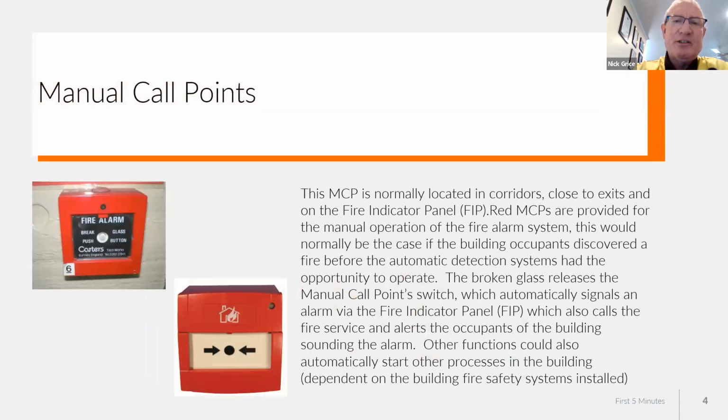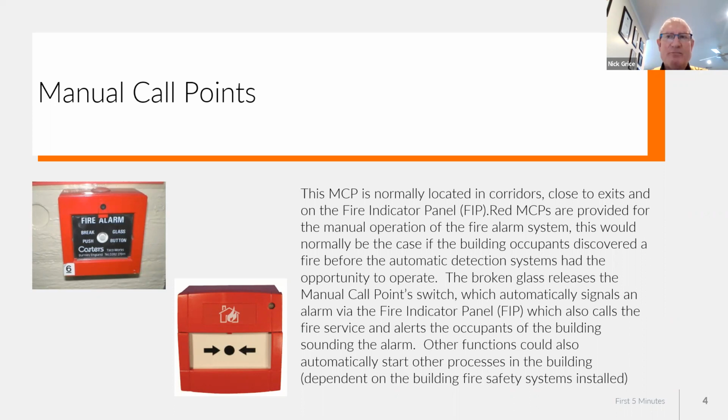So red manual call points, these are normally located in corridors close to exits. They could be in different areas depending on the building, the type of building, how it's been designed. But normally located in exits and corridors. We saw one the other day actually behind a customer service desk. So they're there for the occupants to use if they discover a fire. So you press in or break the glass in this old type one here, or press the button, and you can see that there's a house on fire there, which shows that it's for a fire alarm. That's an international symbol for a fire.